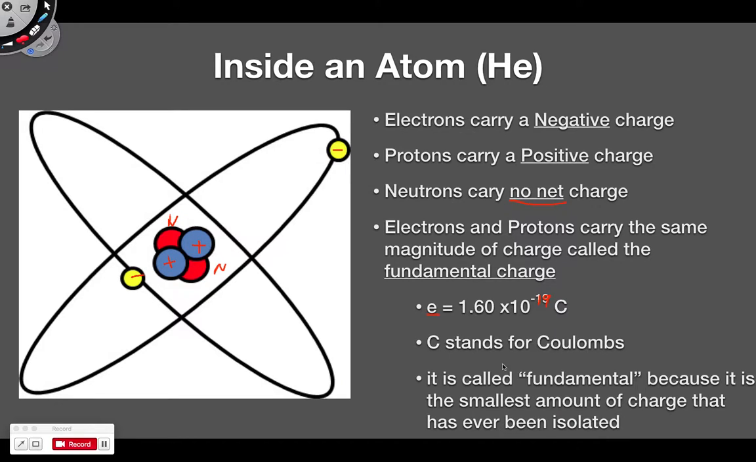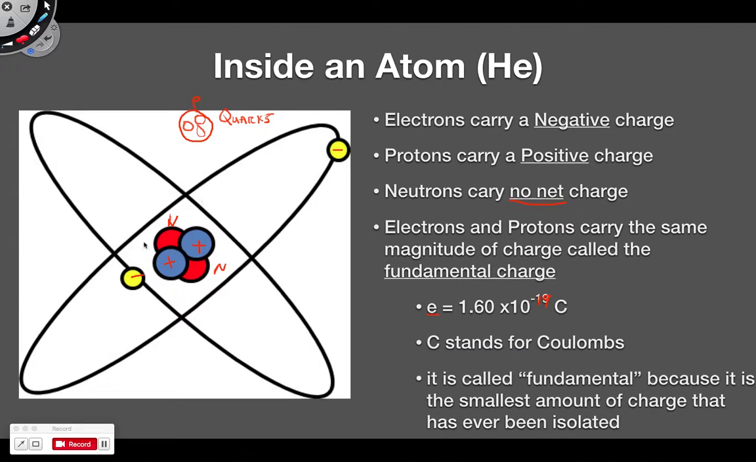We call it a fundamental charge because it's the smallest amount of charge that has ever been isolated. There are smaller charges, technically. If I take a proton, within the proton there are things called quarks. A quark has never been isolated. We've never seen a quark by itself. And those quarks carry fractions of charge, like 2/3 and 1/3, positive and negative.